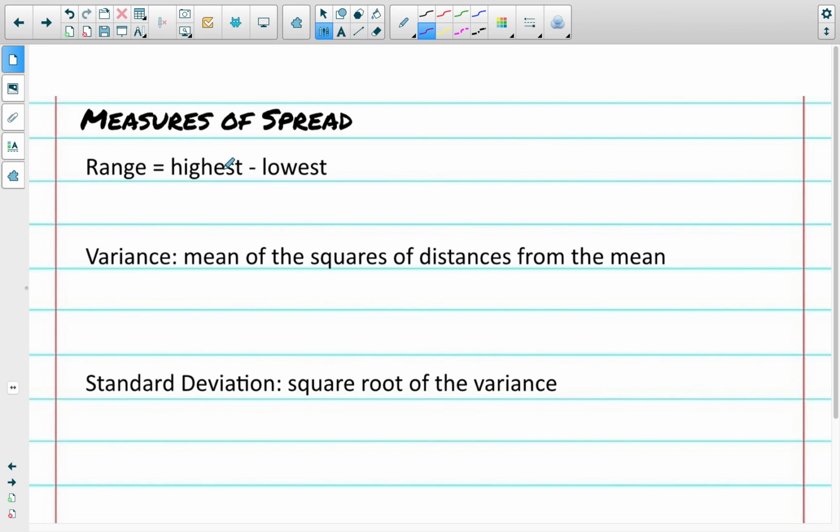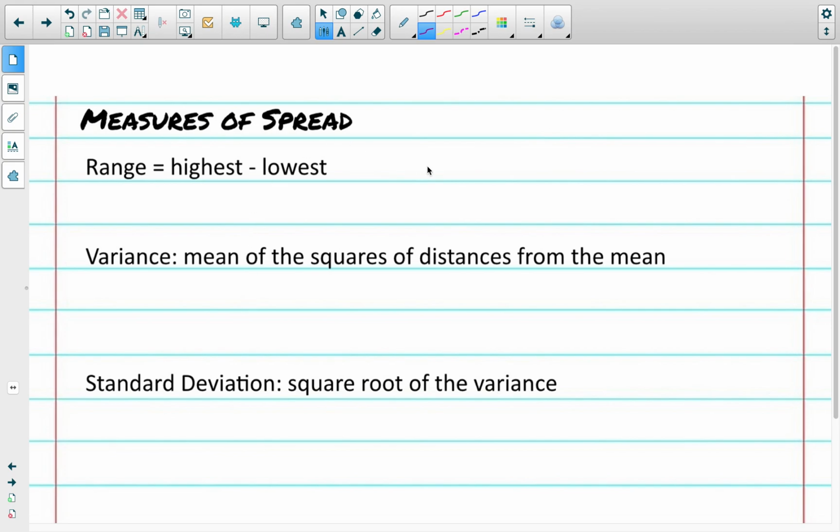Okay, measures of spread. This concept might be new to you, but range should not be. Range is where we take the highest number in a data set minus the lowest. Variance is probably new. It's the mean of the squares of distances from the mean. So it's like a weighted average of how far away each number in the data set is from the mean, how spread out the data points are. And then standard deviation is just the square root of the variance. Standard deviation is a unit.